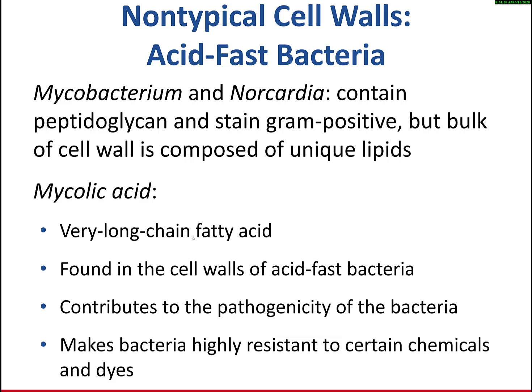These are very long fatty acid chains found in the cell walls of these types of bacteria. They contribute to the pathogenicity, having these weird mycolic acids. They're the type of thing that the immune system has a really hard time dealing with. It contributes to the pathogenicity because of that feature, and the bacteria are highly resistant to certain chemicals and dyes. So the mycolic acid is sort of like a flame retardant, a special chemical characteristic that these acid fast bacteria seem to possess.